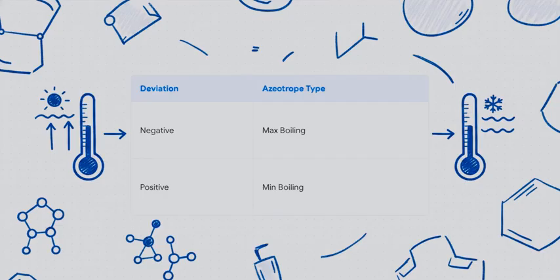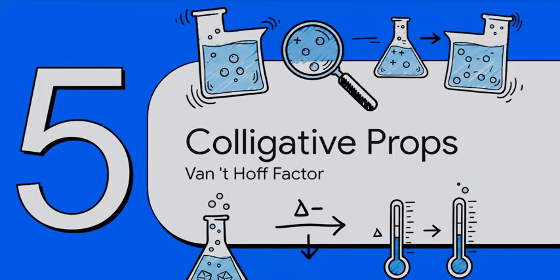Notice the stark inverse contrast here. It's really important. A negative deviation from Raoult's law gives you a maximum boiling azeotrope. Conversely, a positive deviation results in a minimum boiling azeotrope. So negative goes with maximum and positive goes with minimum. It's totally flipped. Make sure you hit your NCERT textbook hard to memorize the specific chemical examples for each of these. Section 5. Properties and Van 't Hoff.